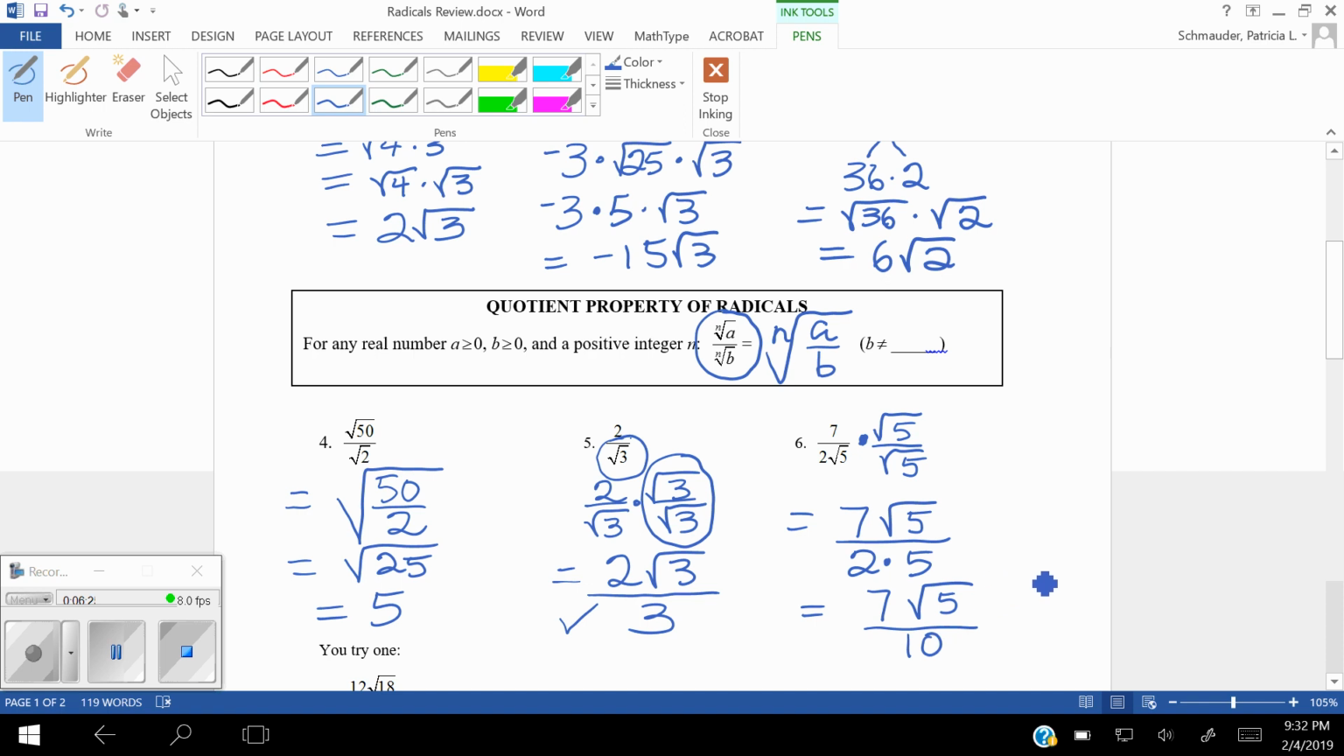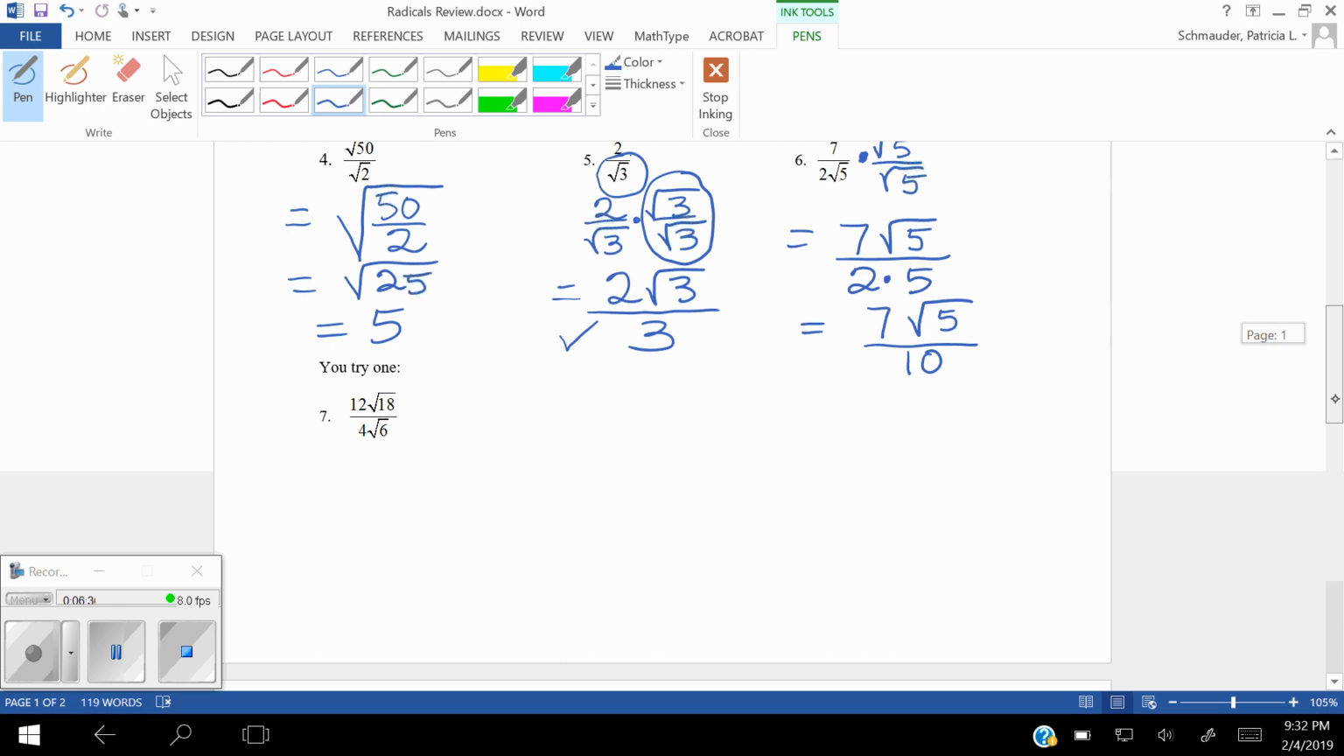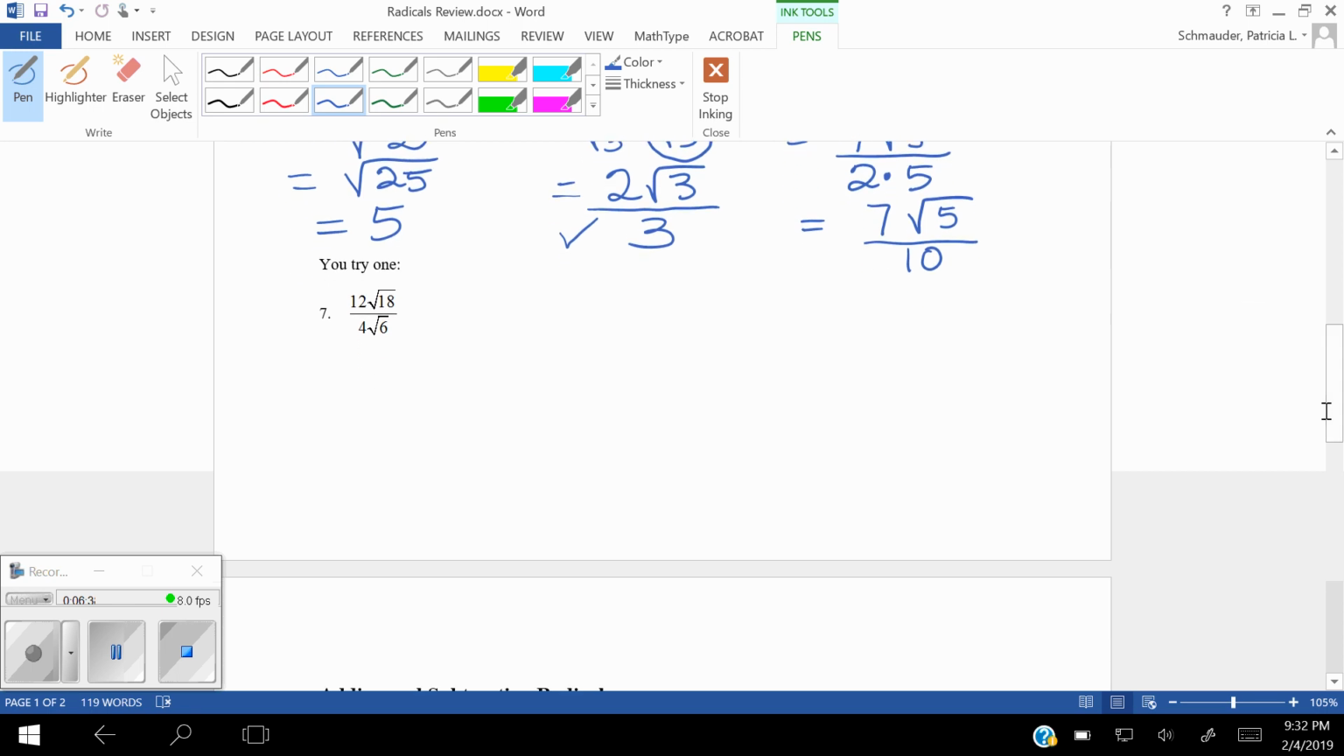Be very careful you don't think you can do anything with this 5 and this 10 here, because remember the 5 is under the radical, so you cannot simplify that in any way with the denominator there. Okay, I put one for you to practice here. So I want you to pause this video and I want you to write this one down, number 7, on a sheet of paper, work it out, and then come back here and I'll talk you through it.